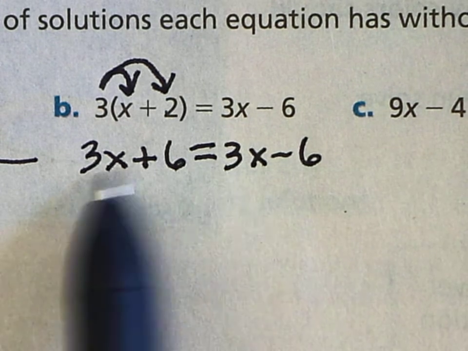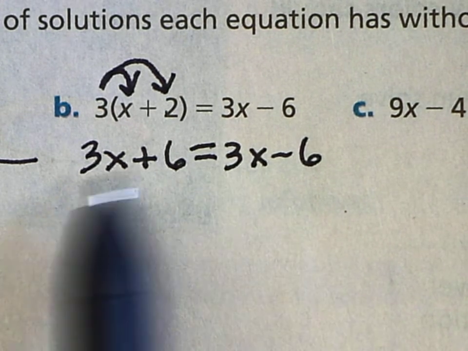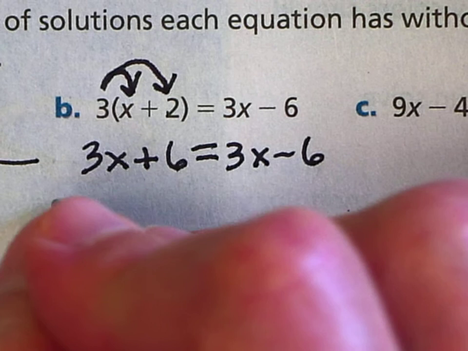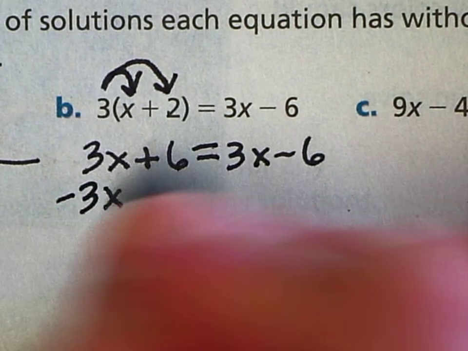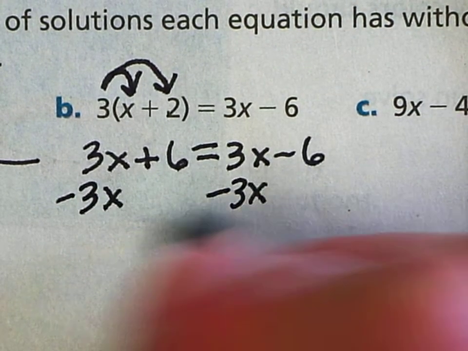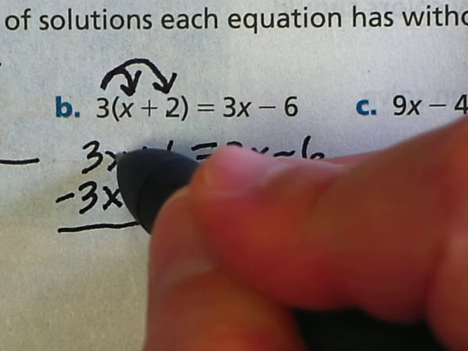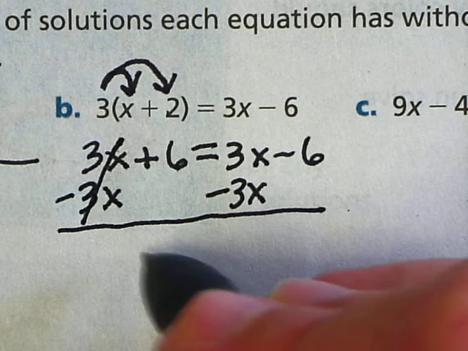So now I have 3x's on both sides. They're the exact same. So I just need to pick one and do the inverse operation. I'm going to subtract 3x from both sides. Okay, so 3x take away 3x is 0. Those cancel each other out.